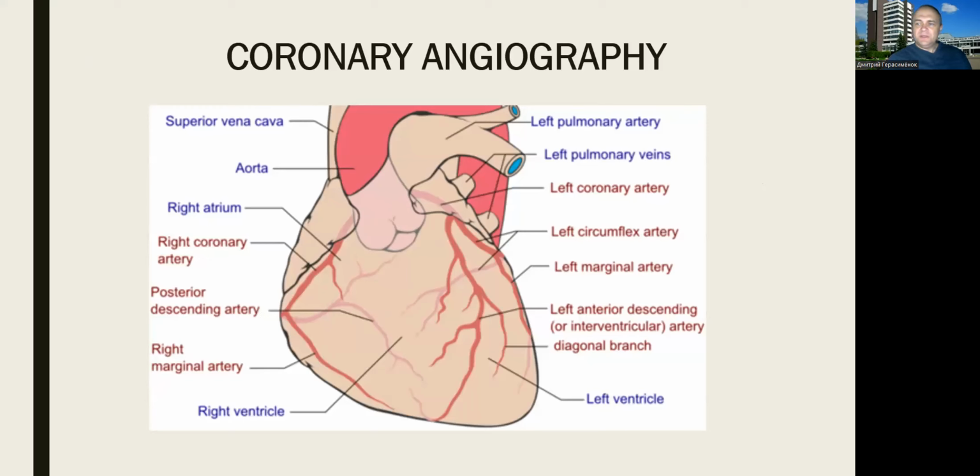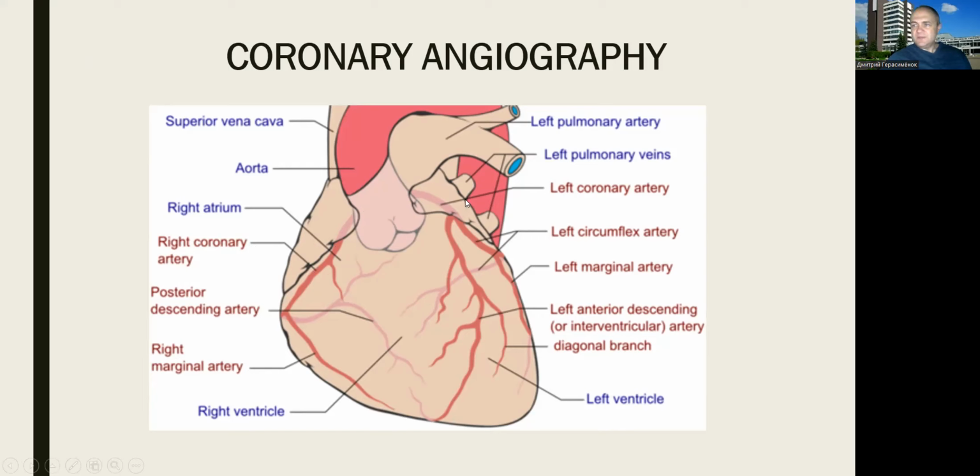Here is the picture of coronary arteries, and here you can see the main coronary arteries. The first one is the right coronary artery, which arises from the aorta. The right coronary artery supplies blood to the right atrium, to the right ventricle, to the SA node, and to the AV node.